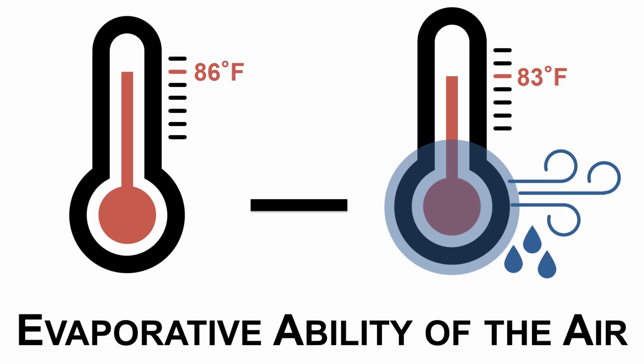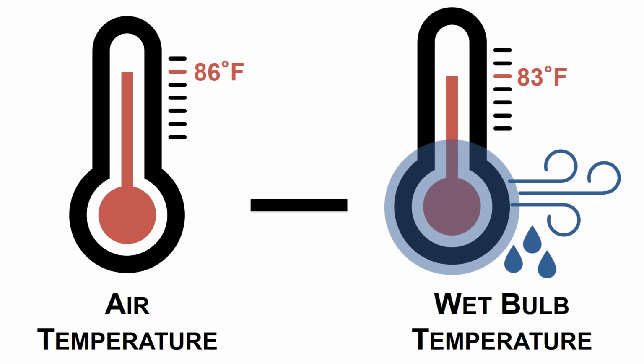So simply put, delta T is the evaporative ability of the air, and it is defined as the difference between the ambient air temperature and what's known as the wet bulb temperature. And the easiest way, I think, to explain wet bulb temperature is to explain how a sling psychrometer works, which is described in this YouTube video.